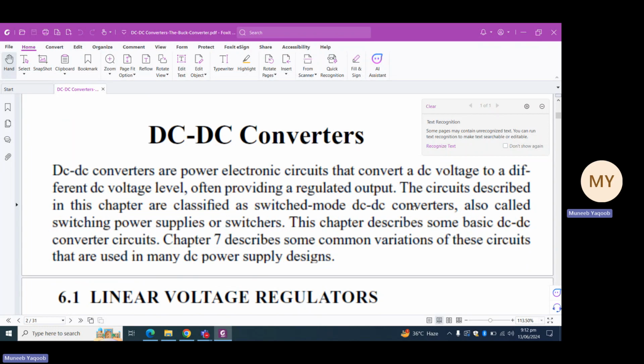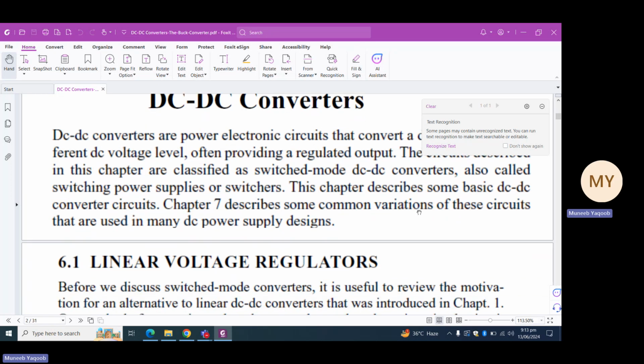DC-DC converters are the electronic circuits that convert a DC voltage to a different DC voltage level. The circuits described in this chapter are classified as switched mode DC-DC converters, also known as DC chopper circuits.